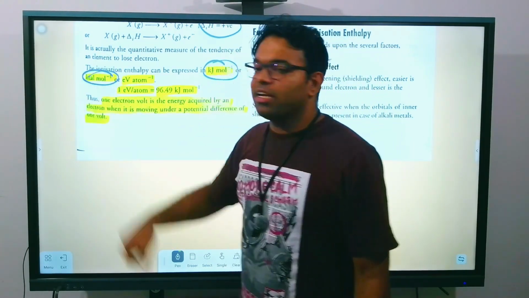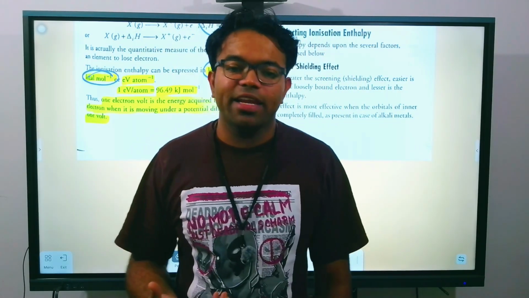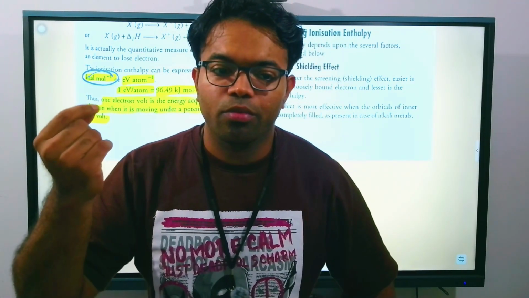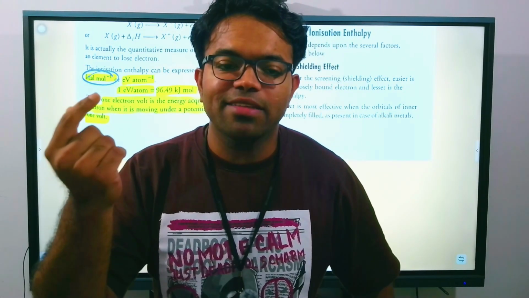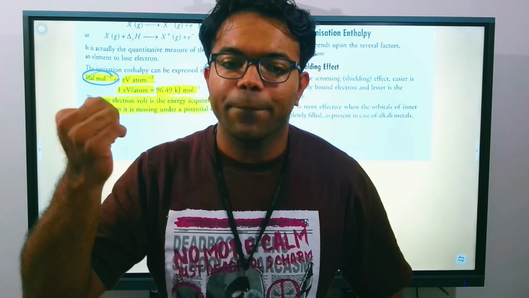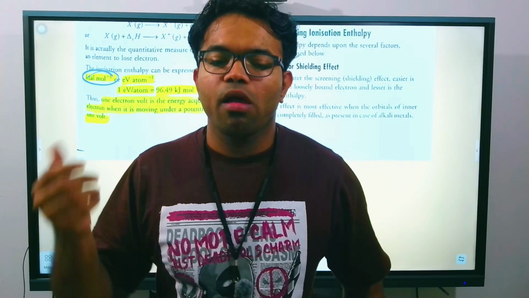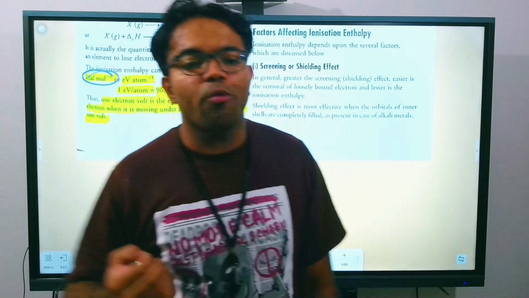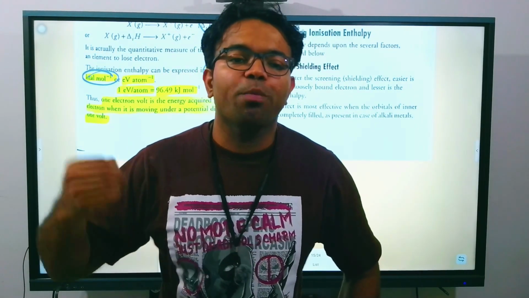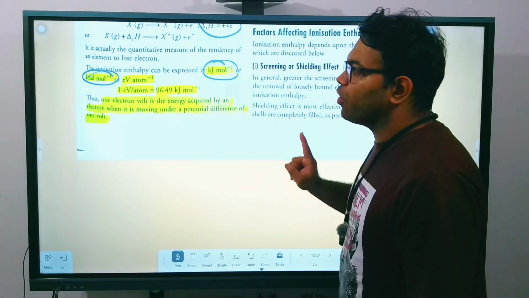Then you have kilocalories per mole. Now, calorie is another unit of energy. What is 1 calorie, Drupad? What is 1 calorie equal to? 1 calorie is how many joules? It is equal to 4.18 joules. Okay, 4.18 joules. 1 calorie equals 4.18 joules.